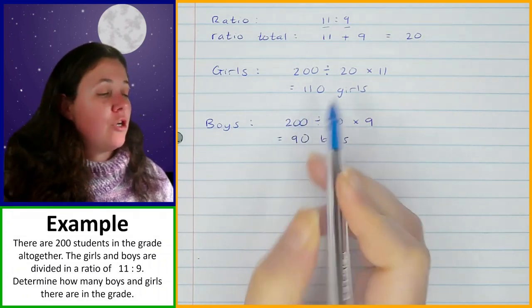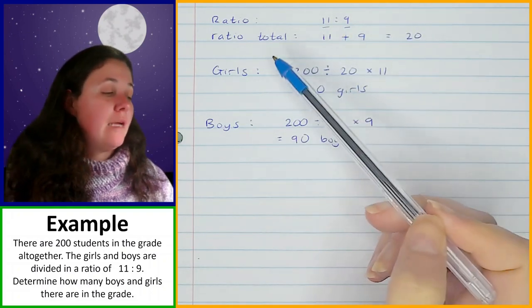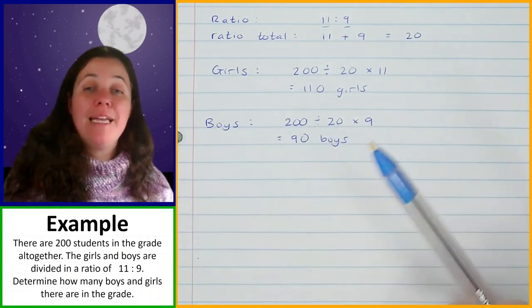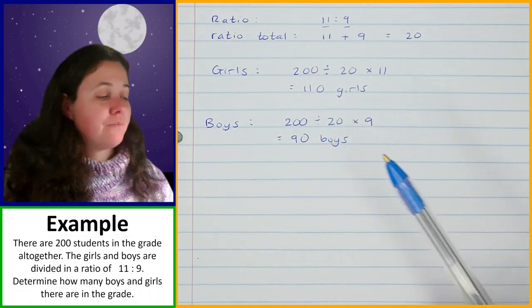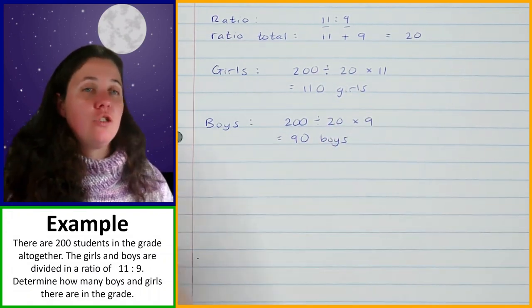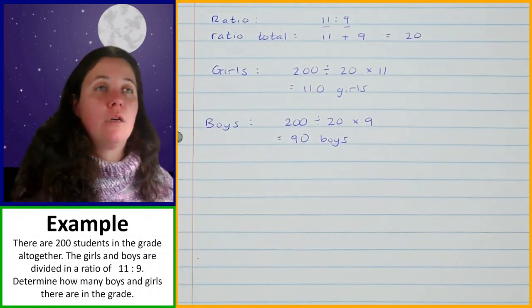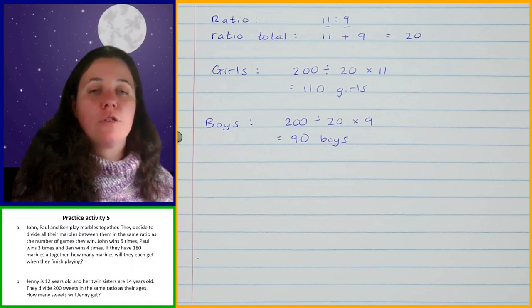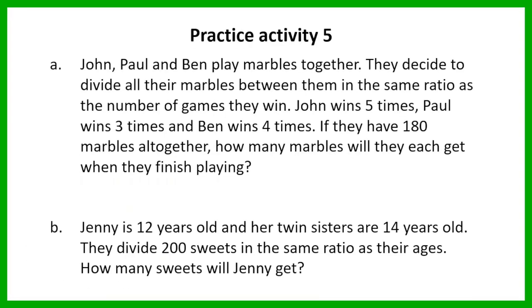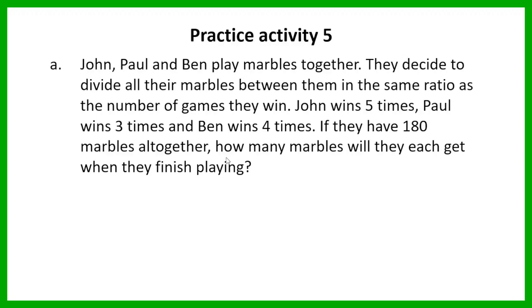Okay, so that is how you use a ratio to work out how many of each item in the ratio there are when you've been given the total altogether. Okay, so now you're going to do a couple of your examples yourself. Okay, so over here, you've got two questions. You're going to do the first one first. I'm going to give you for this example 3 minutes.